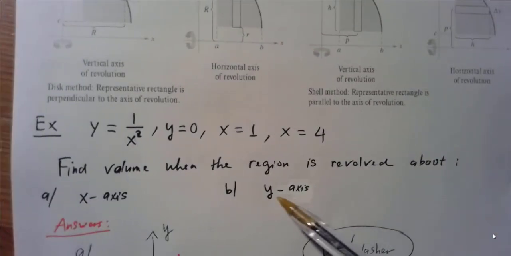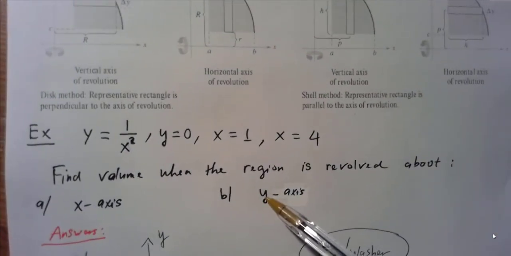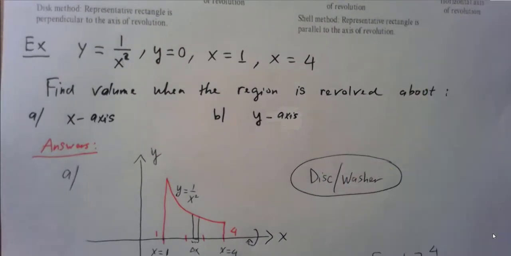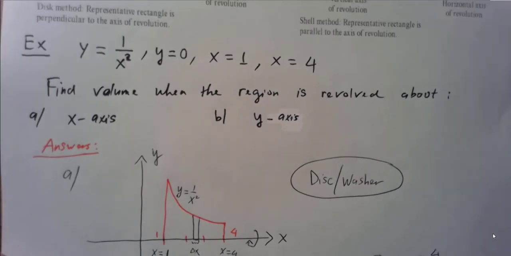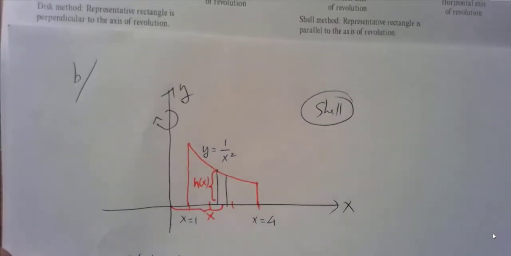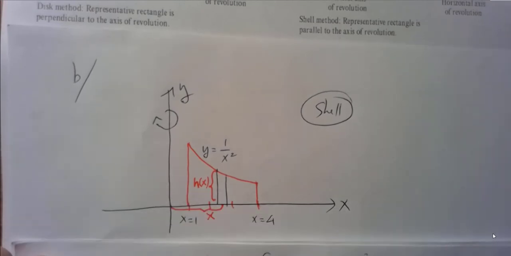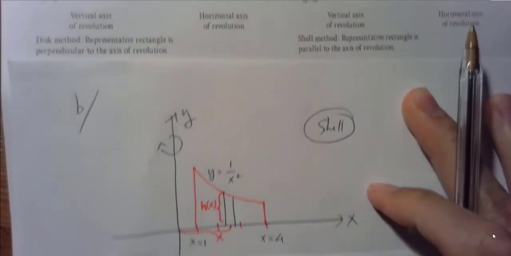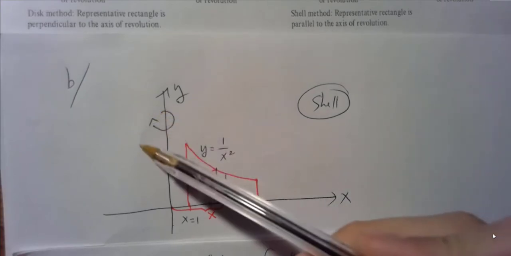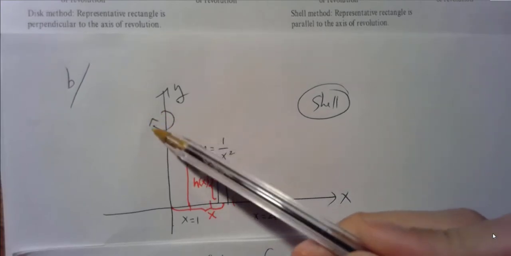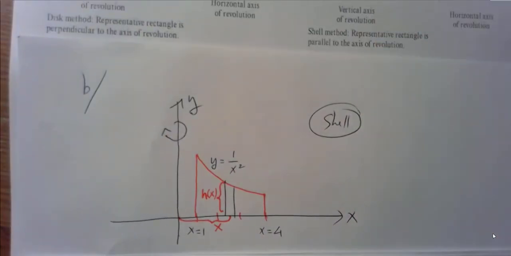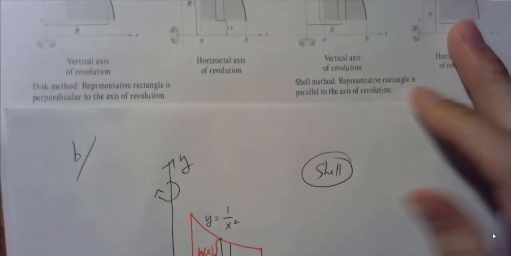The next one is we are revolving the whole thing about the y-axis, which is this problem here. The same curve. Everything is the same except that we are revolving that around the y-axis. Now, this is the axis of revolution here. So we are revolving that around the y-axis. So, again, we are given the same thing.